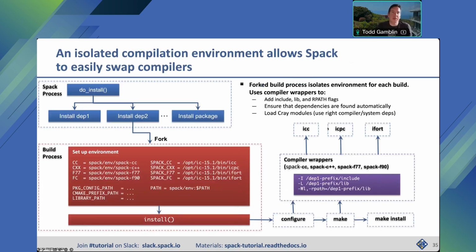There is an isolated compilation environment in Spack that allows us to do things like swap compilers. I'm not going to go into the details of how this works, but just know that the build environment gets set up a certain way. We inject our compiler into the build, so we're really just getting under wherever the build might inject. It might call GCC. We have a wrapper around that puts the RPaths and search paths for dependencies and so on onto the compile line.